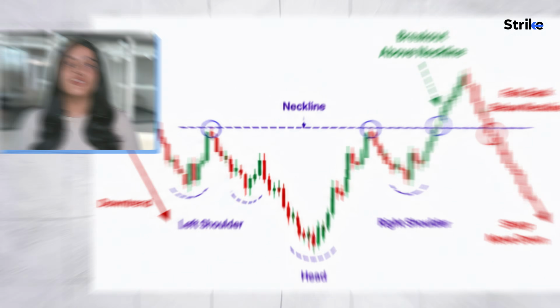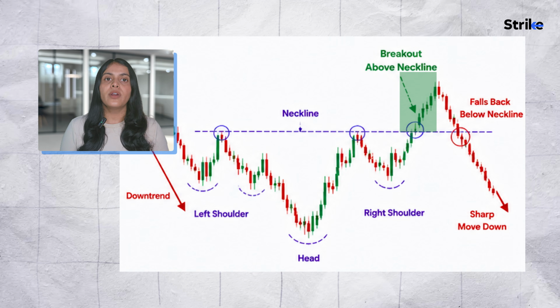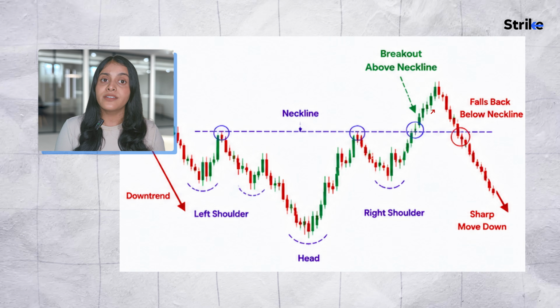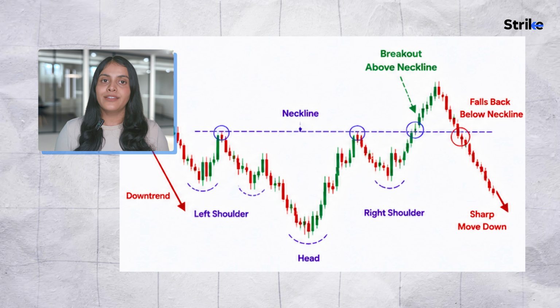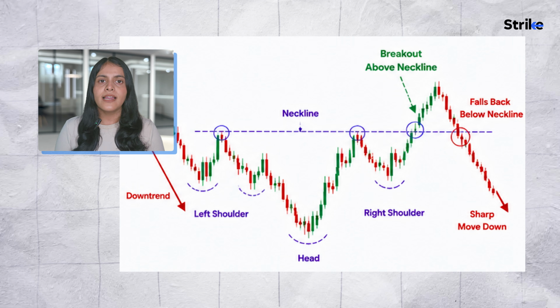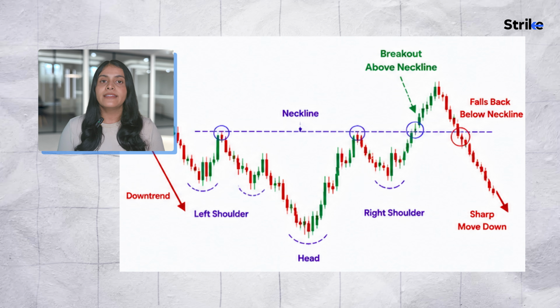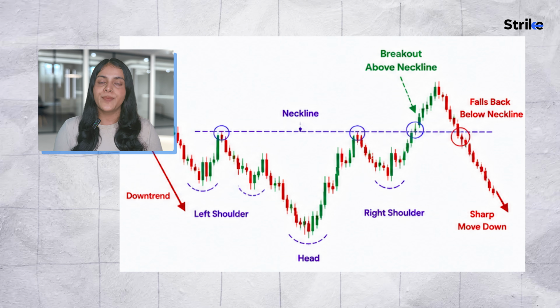But why? Because trapped buyers panic. When traders who bought the breakout suddenly see price reversing, they rush to exit positions, and that selling pressure can accelerate the fall. At the same time, short sellers may also enter aggressively. That combination can create false bearish momentum.